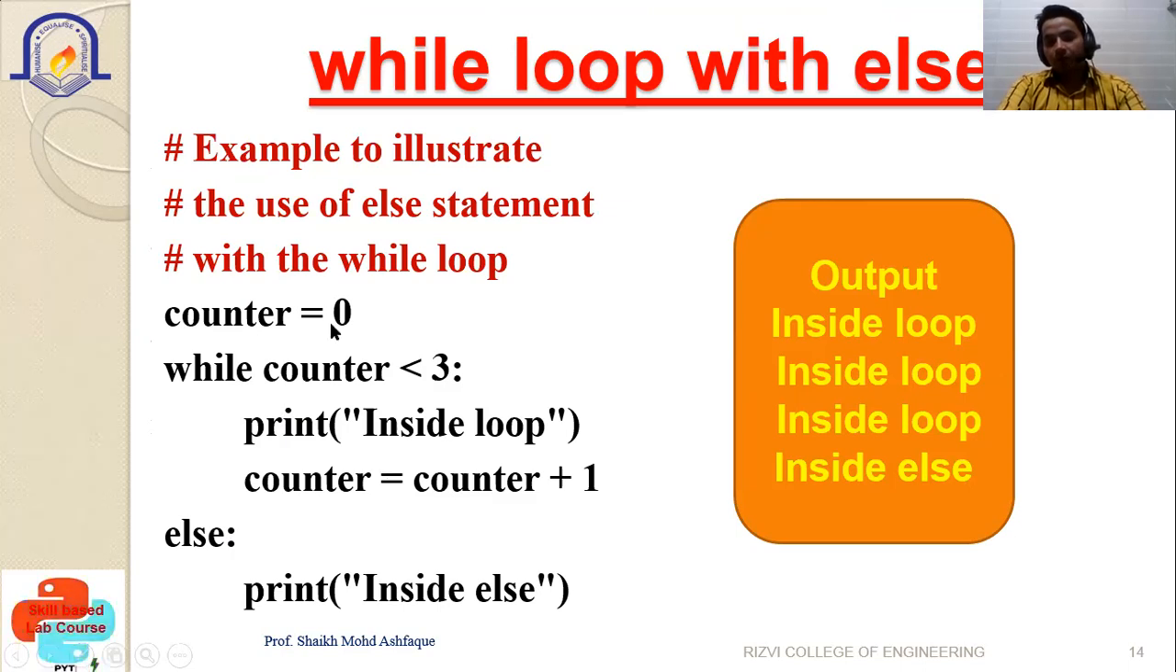As you can see, the counter is equal to 0, and it runs while the counter is 0, 1 and 2, meaning 3 times. So inside the loop will be printed 3 times. Once the condition becomes false, it will go for the else part, and inside else it will be printed. So in a situation where you want to show that the while is finished right now, you can utilize that else part.